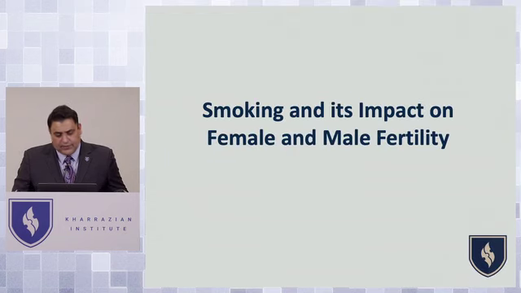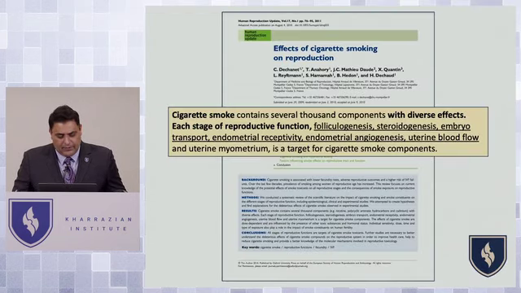Okay. Now, smoking is an obvious issue. Smoking has major impacts on reproduction. This includes secondhand smoke. So obviously most people that are looking at fertility issues aren't thinking about smoking, but constantly being in an environment with cigarettes, with secondhand smoke is absolutely a risk factor for infertility. So cigarette smoke contains several thousand components with adverse effects on each stage of reproductive function: folliculogenesis, steroidogenesis, embryo transport, endometrial receptivity, endometrial angiogenesis, uterine blood flow, and the myometrium is a target for cigarette smoke components. It pretty much just disrupts everything.